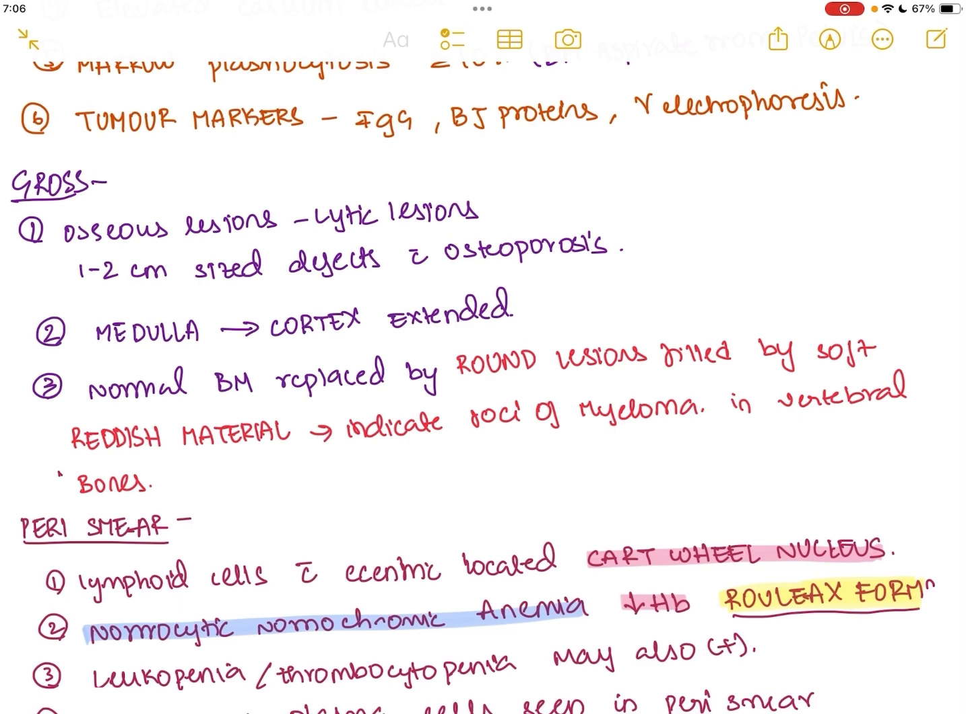See, I want you to imagine a vertebral bone. This vertebral bone has many red color circles. So what is happening here? The normal bone marrow of this vertebral bone is getting replaced by reddish material filled in a round lesion, which indicates the foci of myeloma.